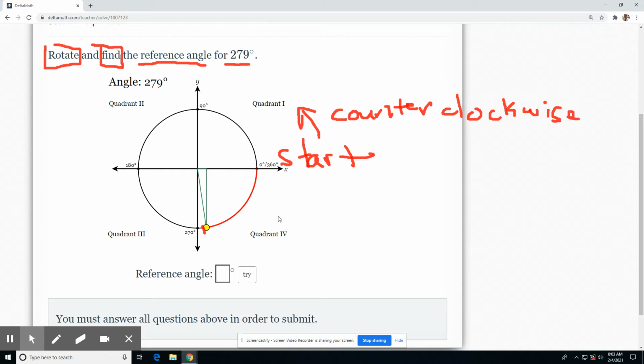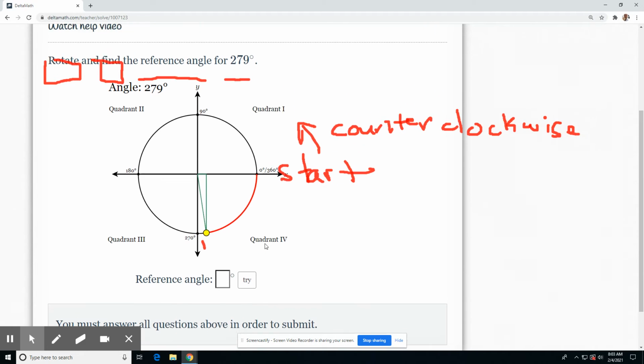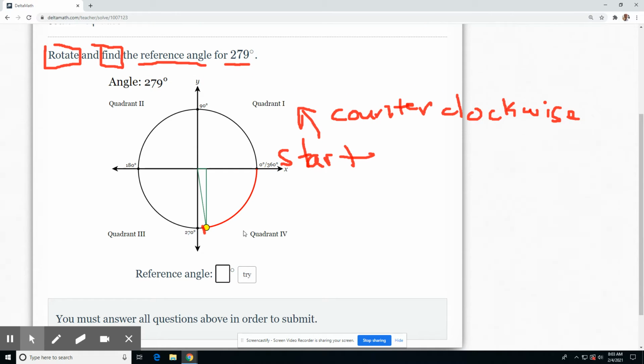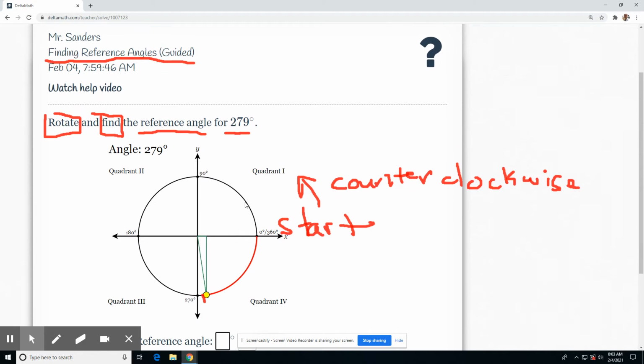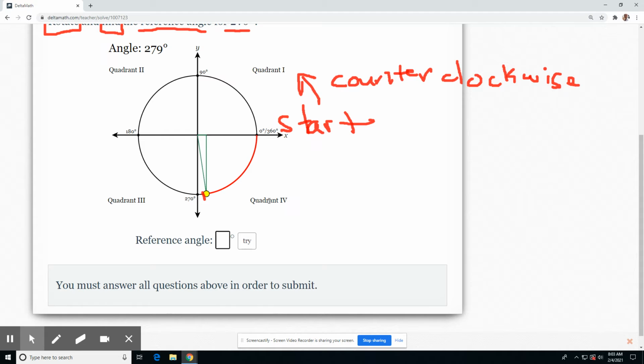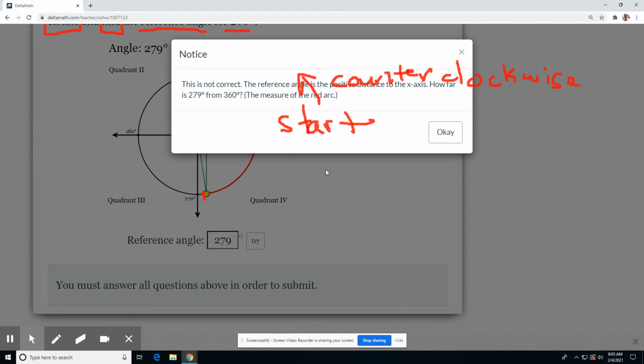Reference angle, in how many degrees? I'm not sure what they mean by the reference angle. Rotate and find the reference angle for 279. It looks like just 279. This is not correct. The reference angle is the positive distance to the x-axis. How far is 279 from 360? The measure of the red arc.